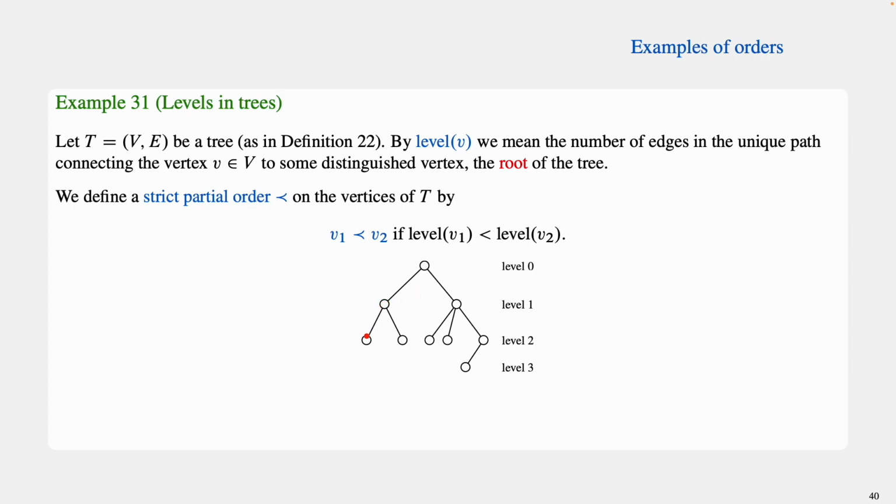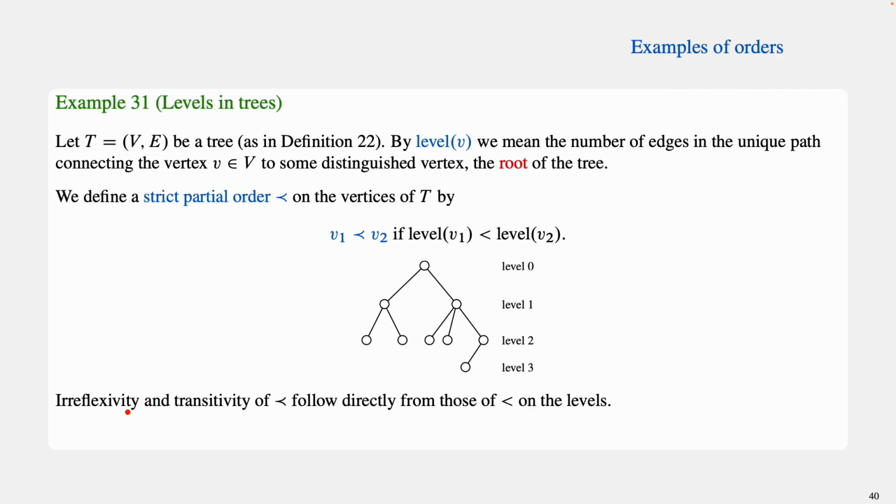Now we can say this one is larger than this one, or the other way around, this one is less than this one because it has a shorter distance to the root. But among these 5 vertices we cannot compare them. So we couldn't say this one is less than this one or the other way around, because they're on the same level already, and our relation does not say anything about vertices on the same level.